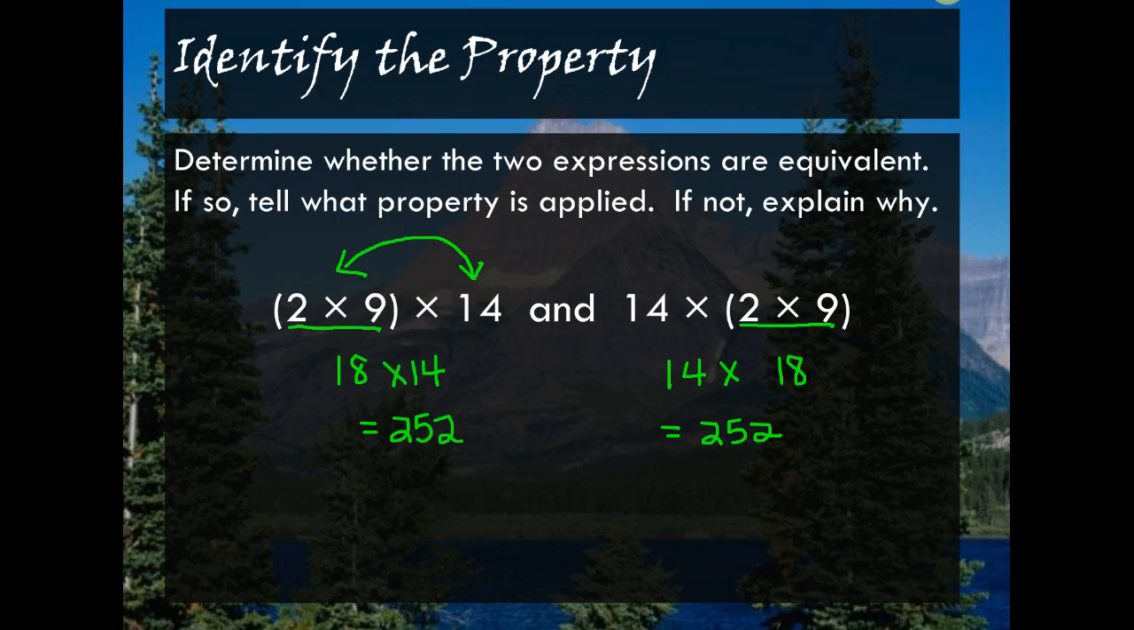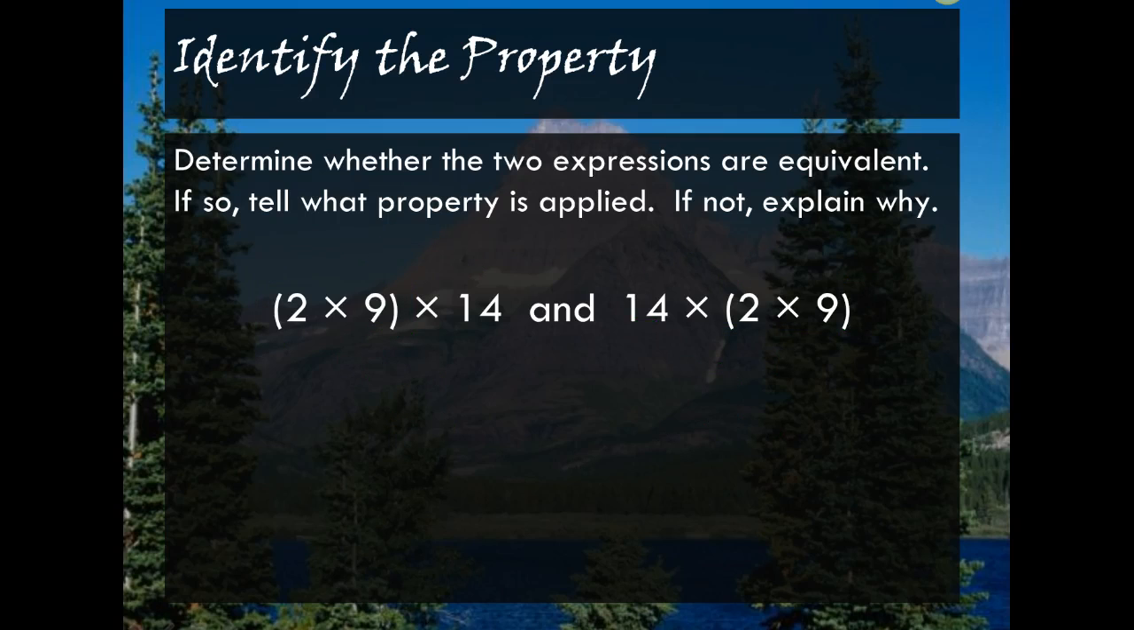The entire parentheses times 14 has been swapped. On this side, the 14 is first, times the entire content of the parentheses. You have to look very carefully. What might seem to be the associative property could possibly be commutative.